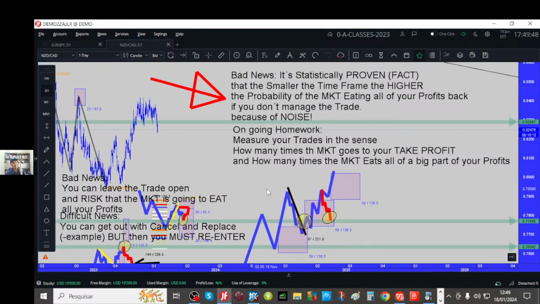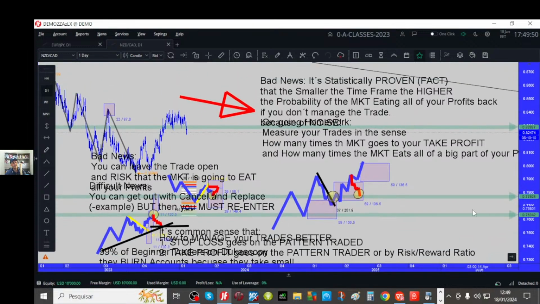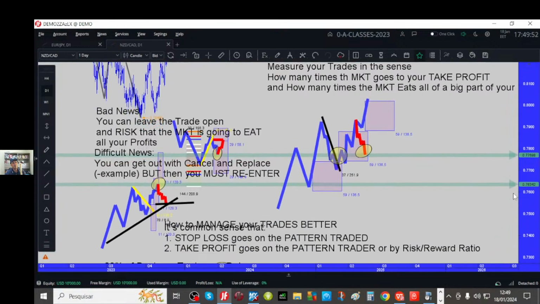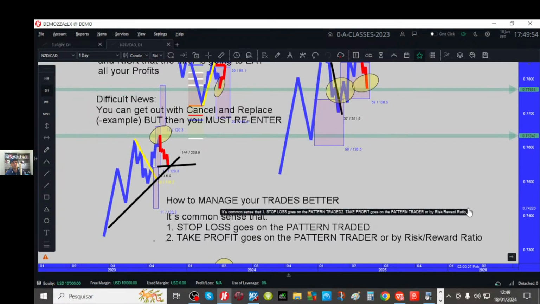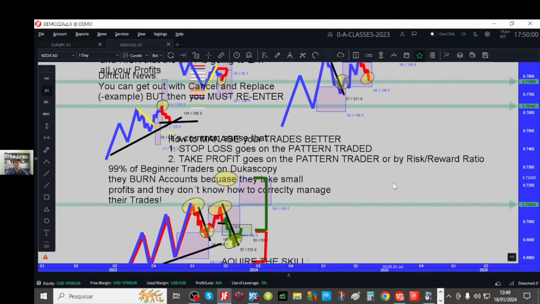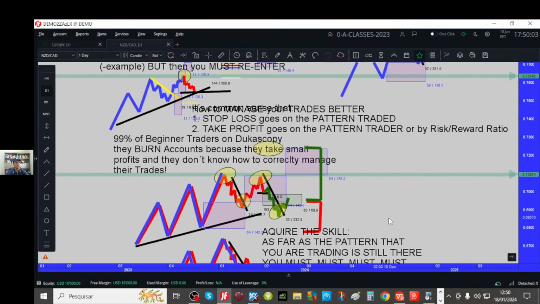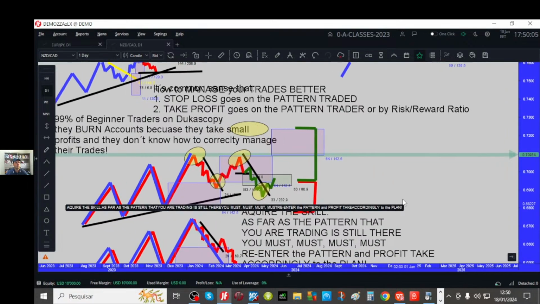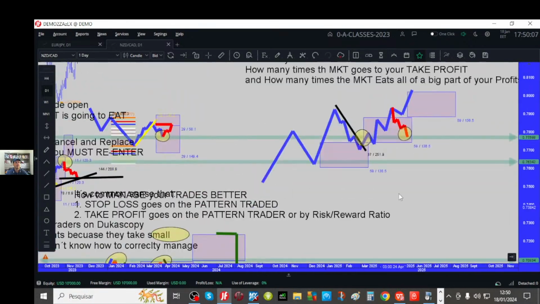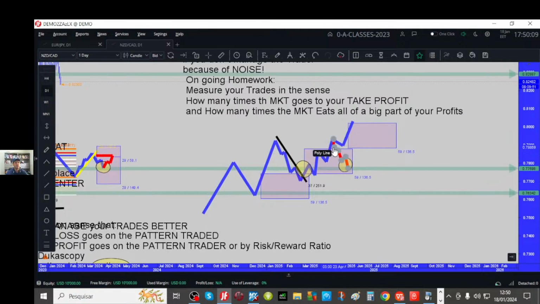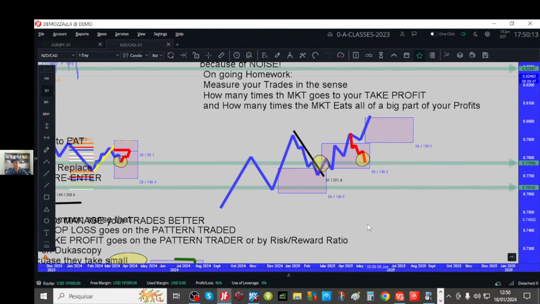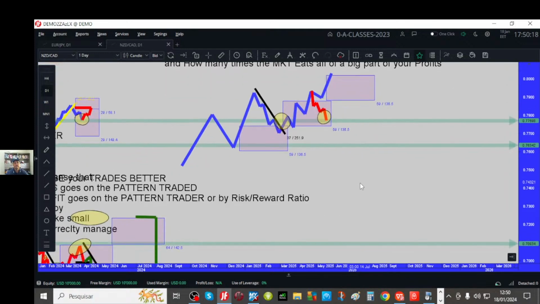In conclusion, does all of this text, everybody, make sense to you? Everything that we talked today, is this common sense? Boss, what's the homework? Find out if you need to manage the trade, and if it's yes, start managing the trades. Make sense?